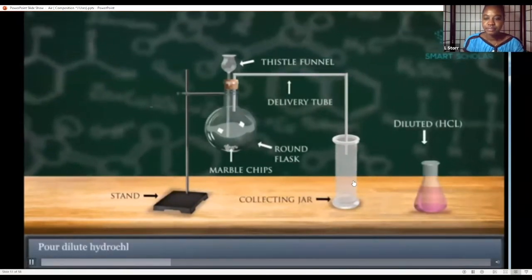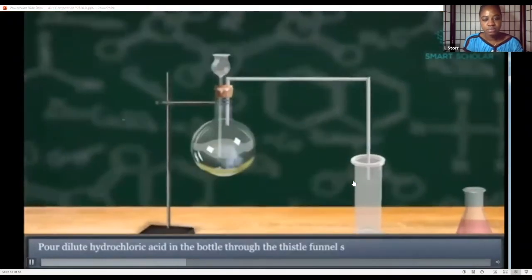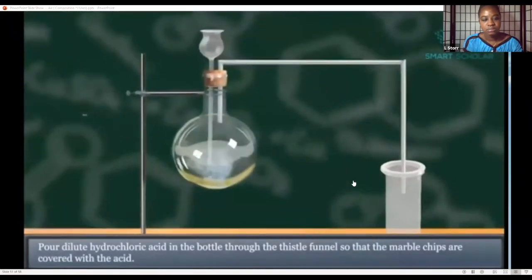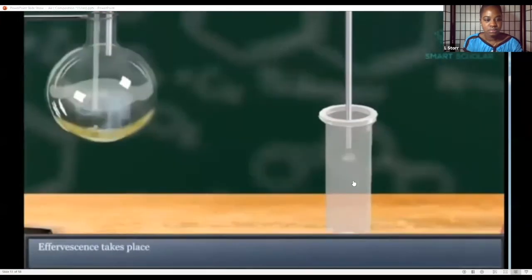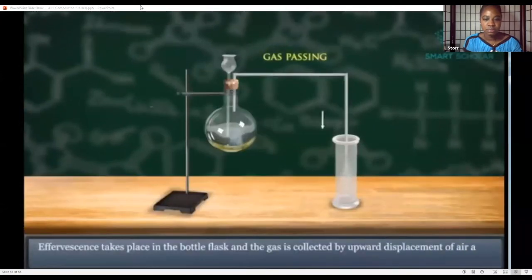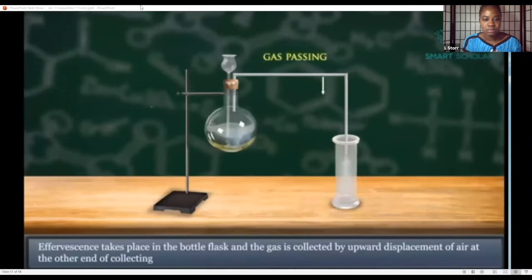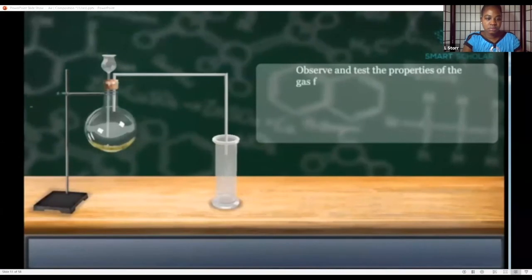Pour dilute hydrochloric acid in the bottle through the thistle funnel so that the marble chips are covered with the acid. Effervescence takes place in the bottle flask, and the gas is collected by upward displacement of air at the other end of the collecting jar. Observe and test the properties of the gas formed.